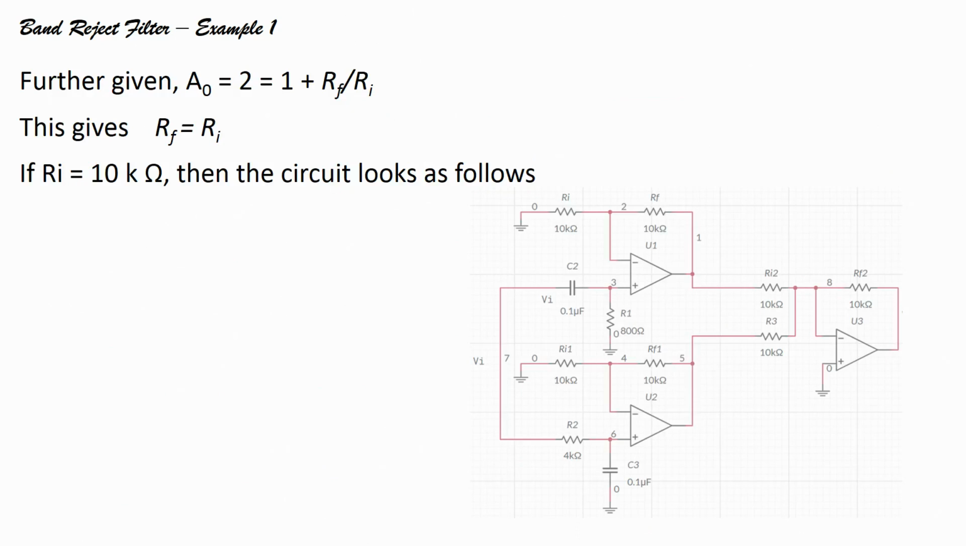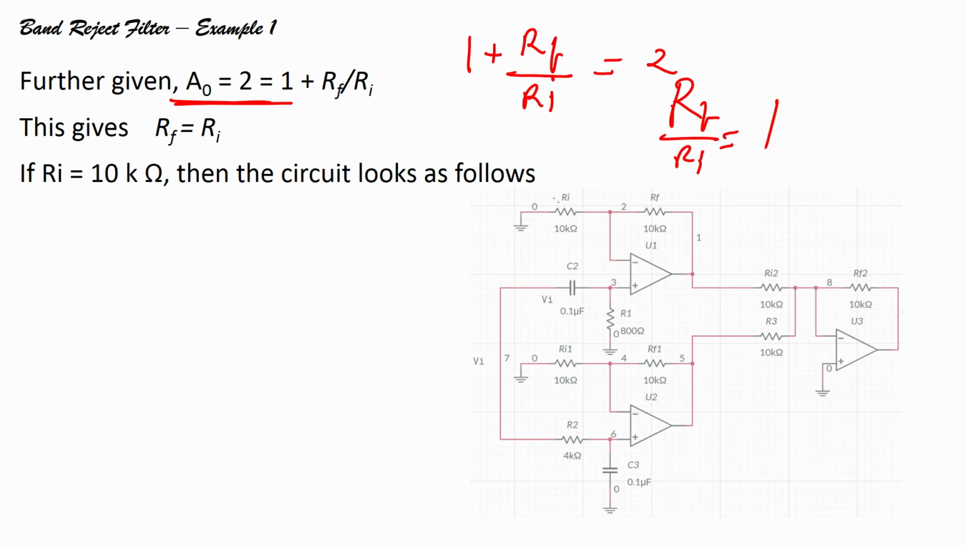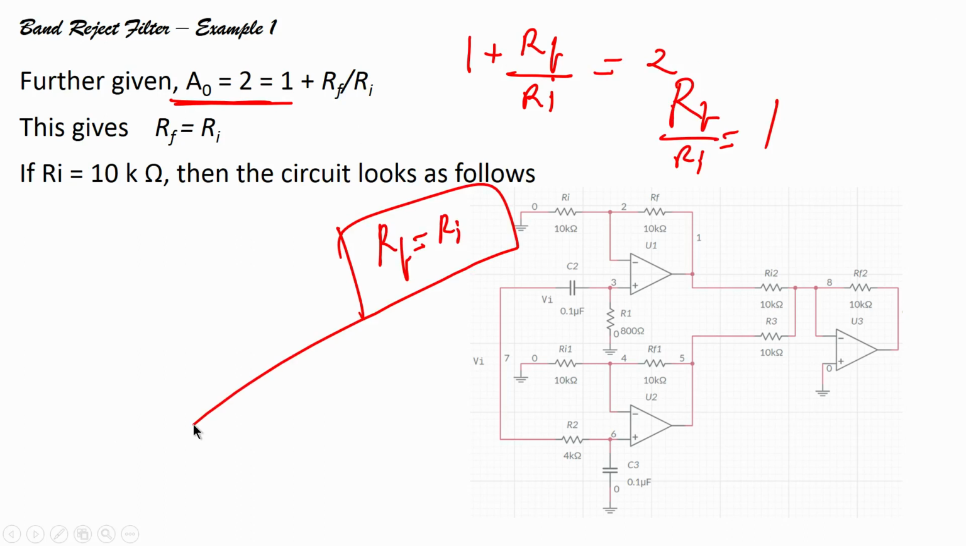Now, what else is given? It is given that the gain is 2. So, let me design a band reject filter with a non inverting amplifier. The gain will be 1 plus RF by RI, and RF by RI equals 2. So, RF by Ri equals 1, or Rf equals Ri. Let Ri equal 10 kilo ohm, then Rf will also be equal to 10 kilo ohm.